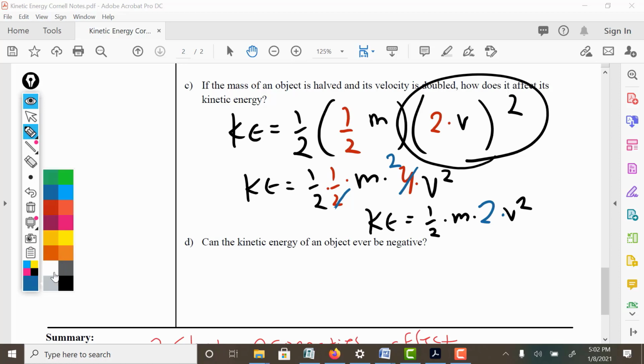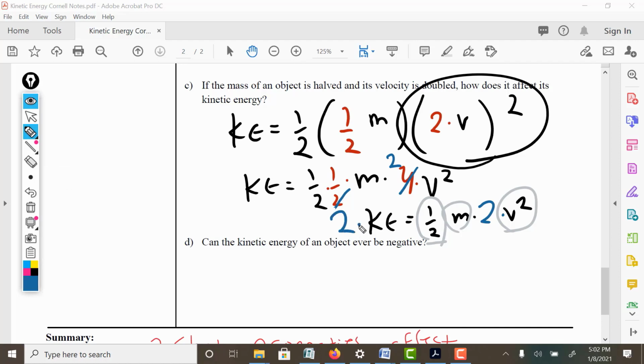Again, you'll notice that this is the original equation right here, right? 1/2 mv squared. So by me doubling the velocity, I've quadrupled the kinetic energy. But because I halved the mass, that means that I halve the 4, and it only ends up being doubling kinetic energy. So part C, if we halve the mass and we double the velocity, we actually only end up doubling the kinetic energy.